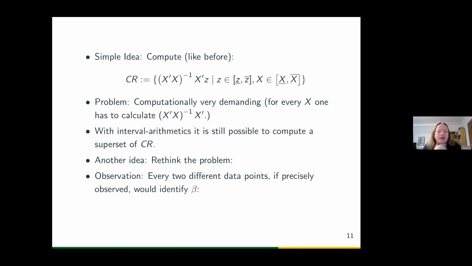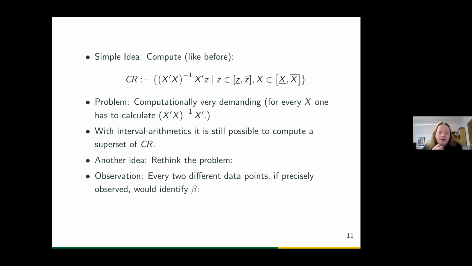So I will start. And the first idea one could have is that you say, okay, I can try to do the same things as for the collection region, and then I have to compute the best linear predictor, which is written here. But now I have to care about the fact that this set ranges in intervals and also the covariates range in intervals, and then I have to analyze this set. And the problem is that this is computationally very demanding, and there are some possibilities for doing interval arithmetics. This is not the point I want to speak about here.